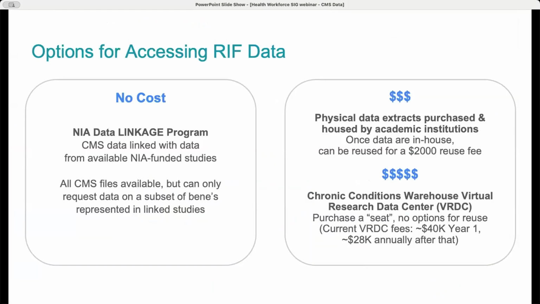So when you do want to use the research identifiable file data, or the RIF data, there's a couple different options. So one is the no-cost option, which is currently available through the NIA data linkage program. So these are CMS data that are linked with data from available NIA-funded studies. So you can access all CMS files, but only for a subset of beneficiaries that are represented in those linked studies. So you can't get the entire Medicare population. We'll talk a little bit more about linkage in a second.